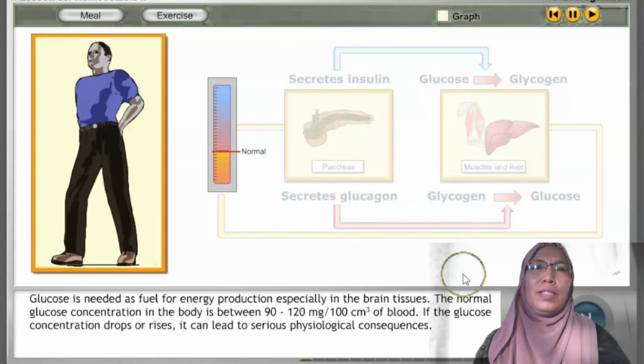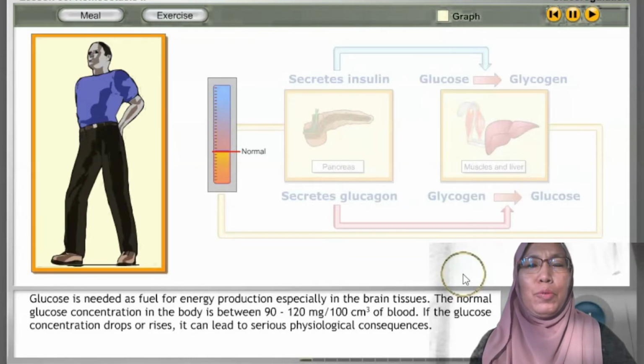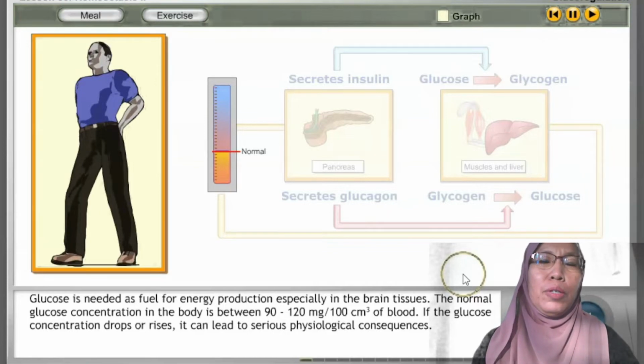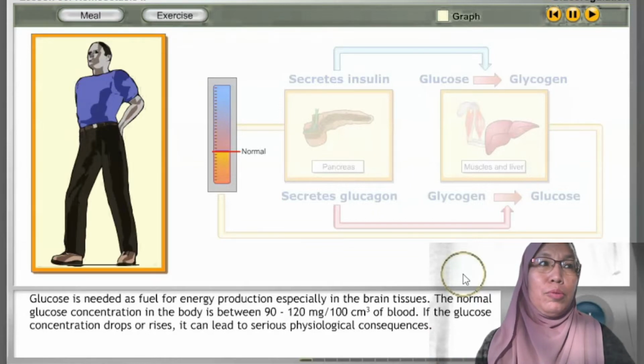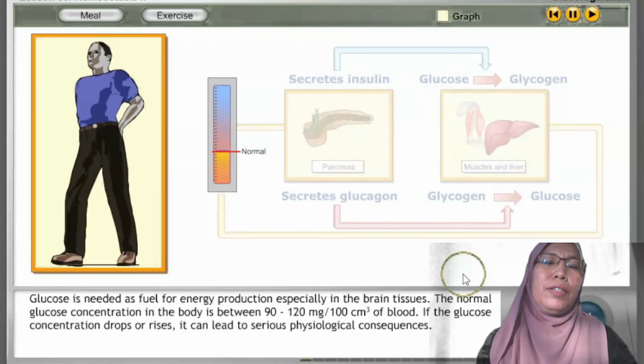So glucose is the subunit of carbohydrates. That means carbohydrate is really needed in our brain tissue. Normally the glucose concentration will drop or rise, because there is a control. When our body has a high level of glucose, our insulin will be secreted to maintain the blood glucose concentration at the normal level.